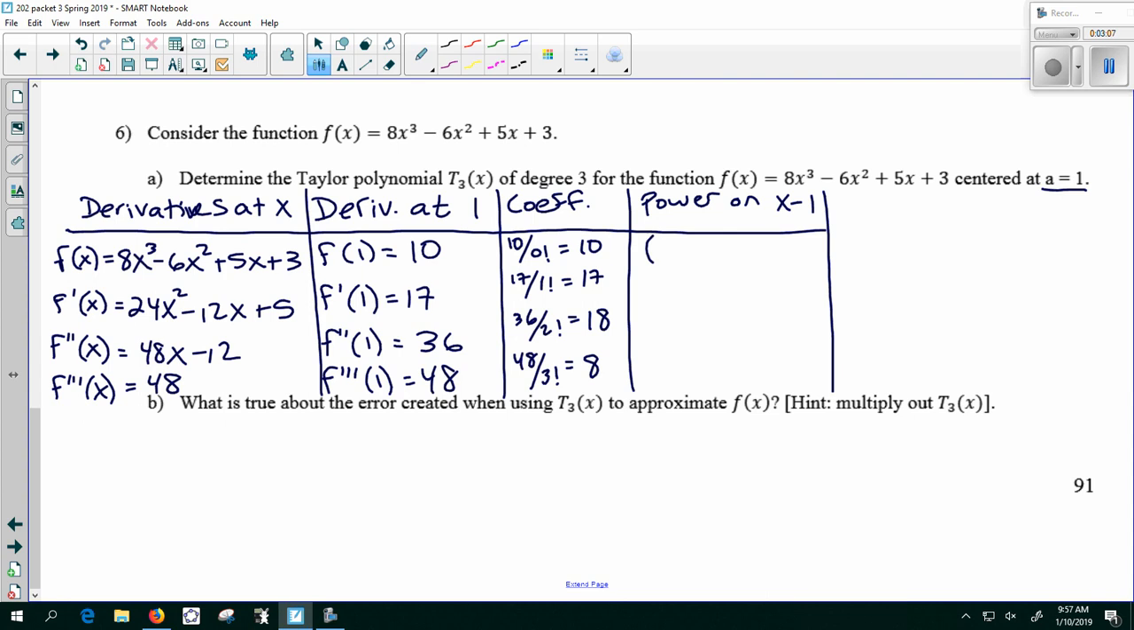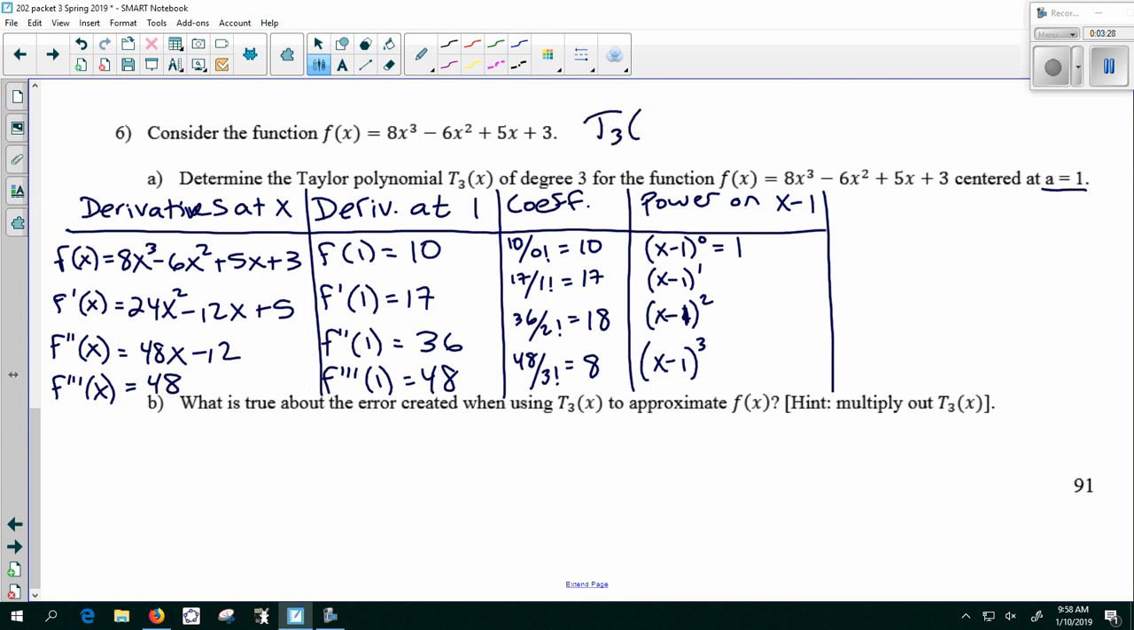And then my powers on x minus 1 are going to be the 0 power, which is just a 1, and then the first power, and the second power, and x minus 1 to the third power.